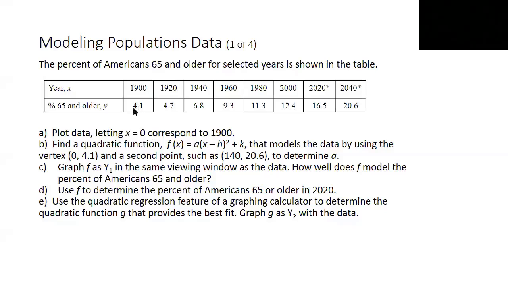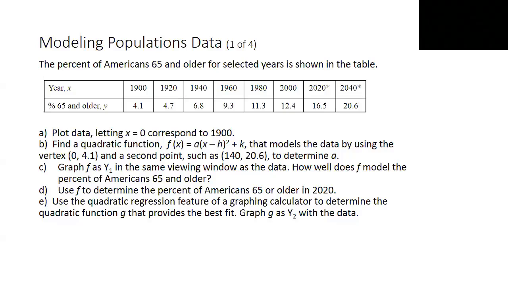The percent of Americans 65 years and older would be 4.1%, and in 1920, that figure is given to us as 4.7%, and all the way to 2040, the percent is given to us as 20.6%. So this is the information that we want to work with. For part A, we want to plot the data.